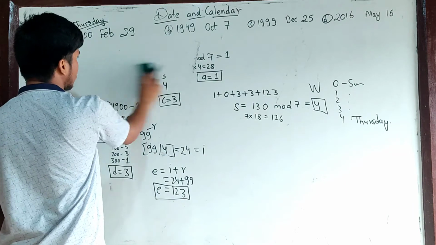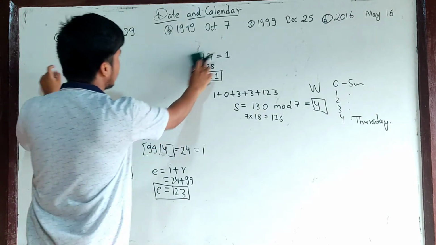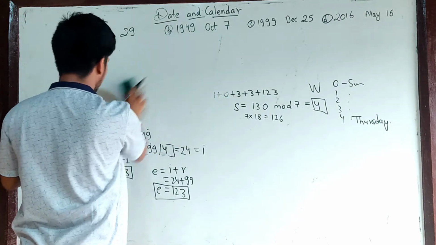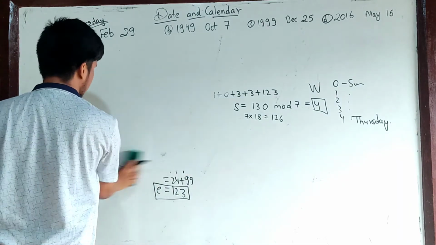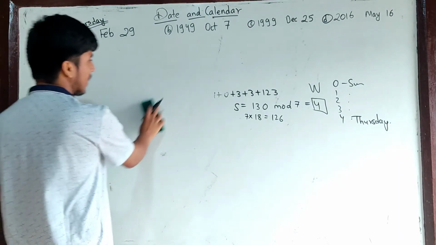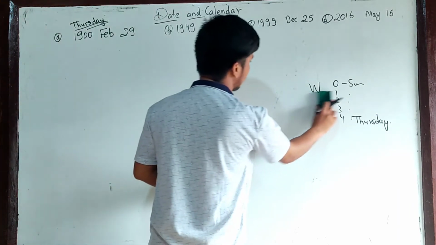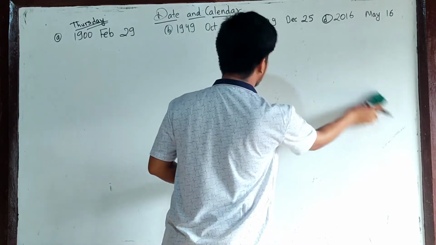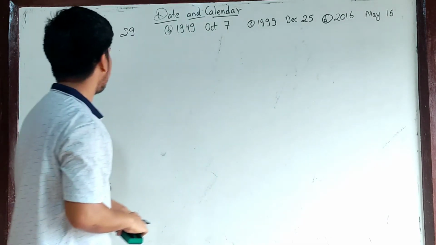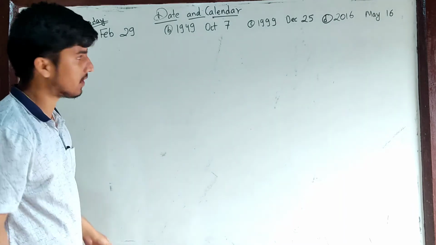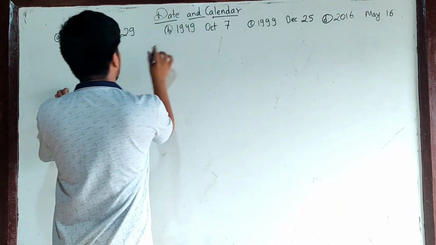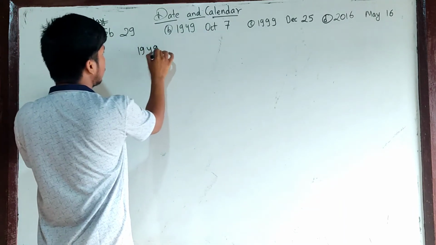And I chose it specifically as February 29 because it's a leap year, right, so February must have 29 days, and I wanted to find out what that day could be, and we did find out, right, and the answer is Thursday. So let's move on to the next question, 1949 October 7.